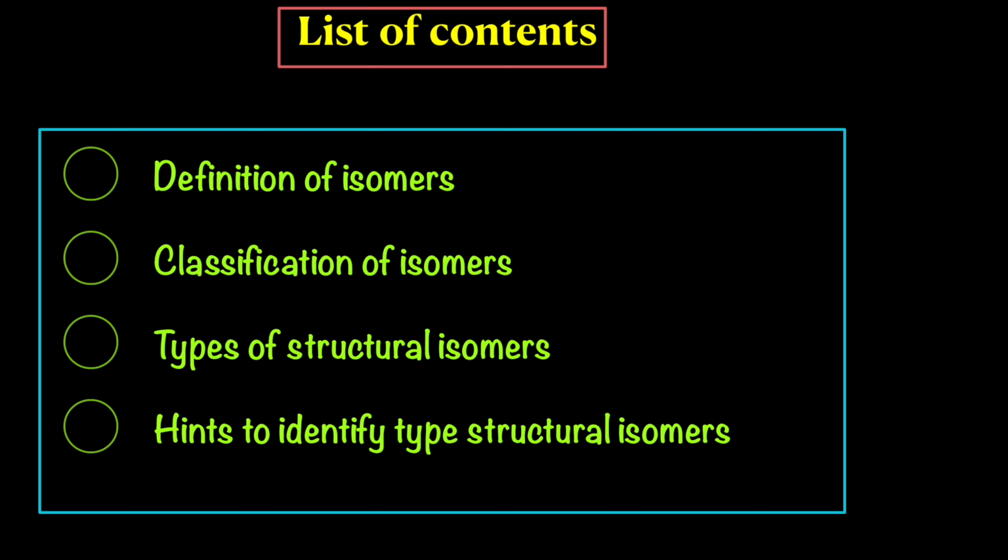Hello everyone. This is the third video in a playlist on structural isomerism. In this video, if you see the list of contents, I'm going to discuss the definition of isomers and isomerism, the classification of isomers, meaning the different types of isomers. Most importantly, the different types of structural isomers, the basic definition with example, and finally, the different hints we can use to identify the relation between the given structural isomers.